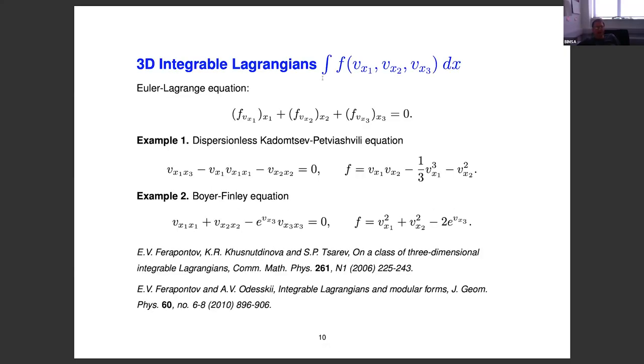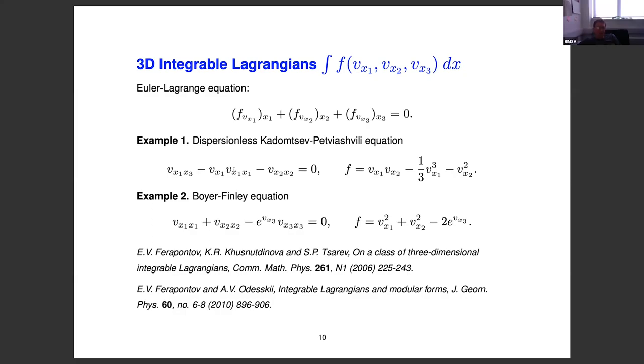I'm looking at Lagrangians of this kind. Lagrangian density is a function of first order derivatives of some function v. V of x1, x2, x3 is a function of three variables. This is the Euler-Lagrange equation, a second order PDE for V. Given F, F is some given function, then this will become a second order PDE for V.